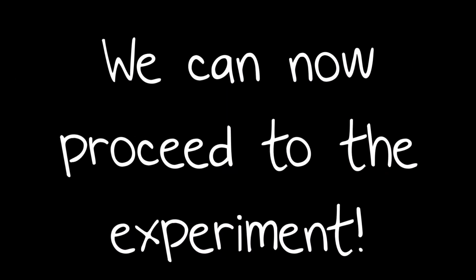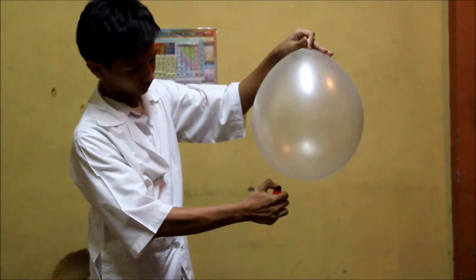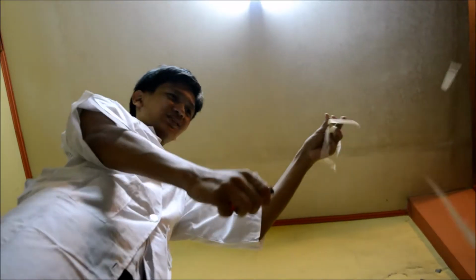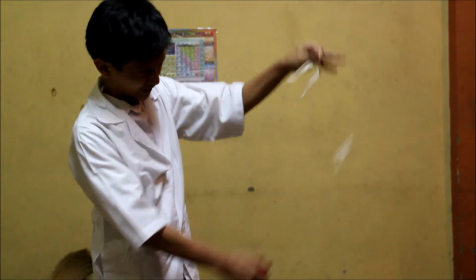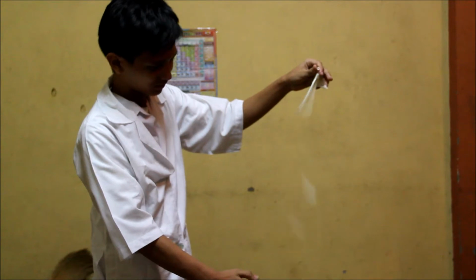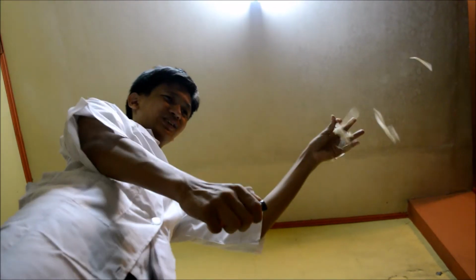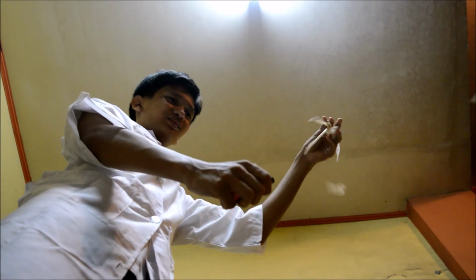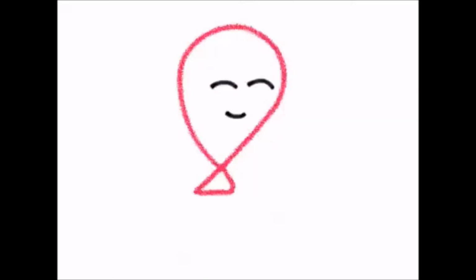We can now proceed to the experiment. Get a balloon and set it on fire. In our first experiment, we inflated a plastic balloon and tied it off. When we set it on fire, the balloon popped. The extreme heat given off by the lighter made the molecules inside the balloon move faster, which also increases the pressure and volume. Since the balloon cannot handle or withstand the pressure anymore, it popped.